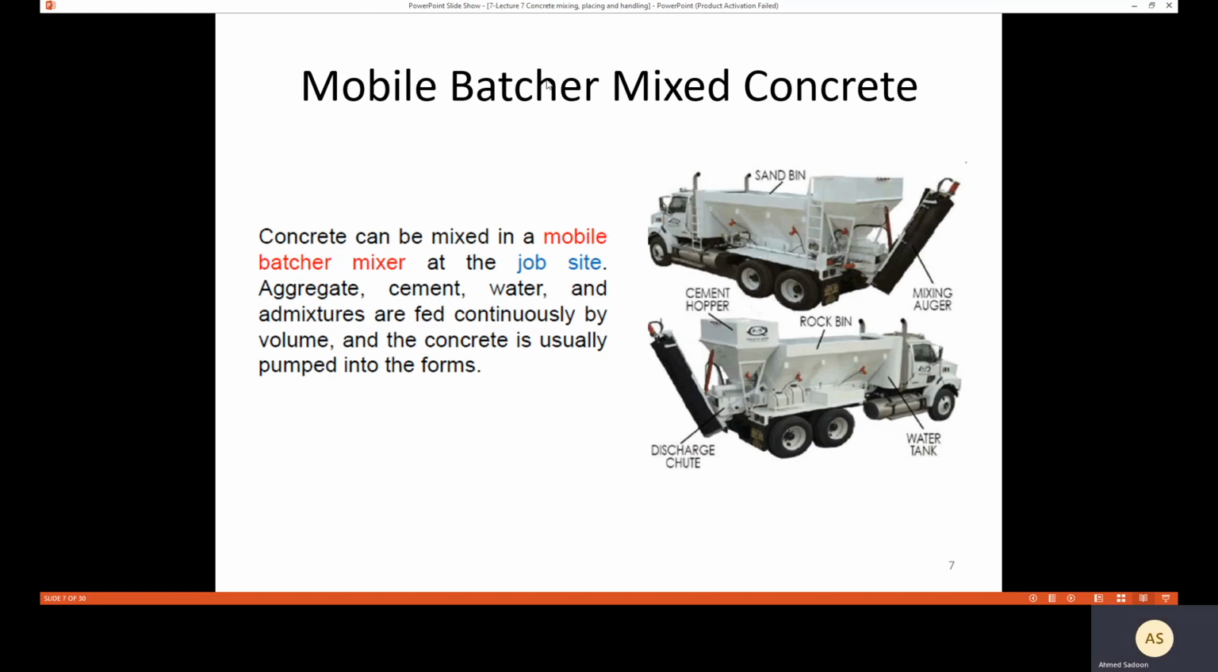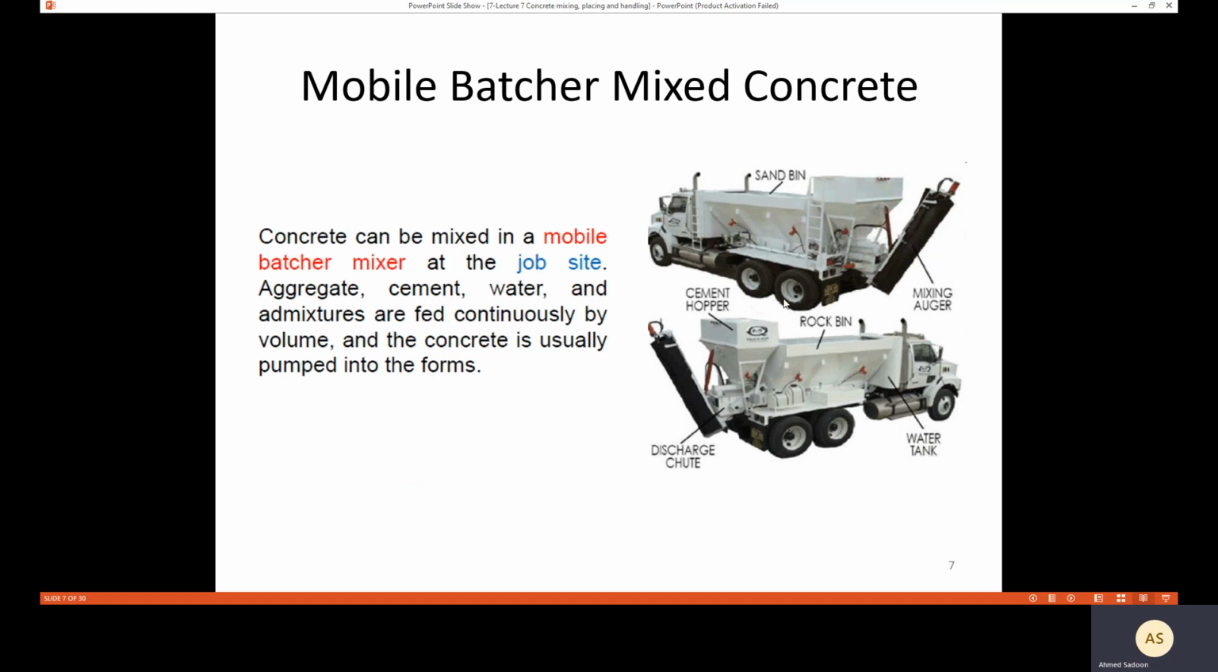Also, we have the mobile batcher mixed concrete. In the mobile batcher, this truck is going to introduce all the ingredients to the mixer, a special mixer here, and through this one we are going to deliver the concrete to the job site.